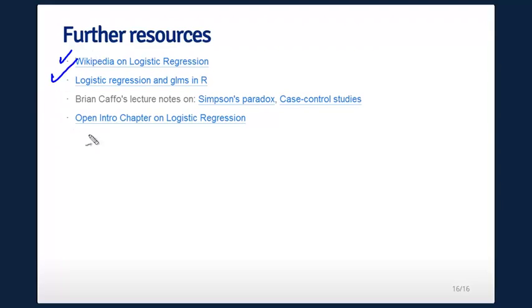I give you some more links here. Jeff had written this slide, and he mentions I have some lecture notes on OpenCourseWare on Simpson's paradox, which is related to confounding and the impact of confounding on model estimates. Case control studies, which we were just talking about, retrospective case control studies, and the textbook OpenIntro has a chapter on logistic regression. All nice resources on logistic regression that you can look at. And I hope after this class you're able at least to fit a logistic regression, interpret the coefficients, and maybe do a confidence interval.